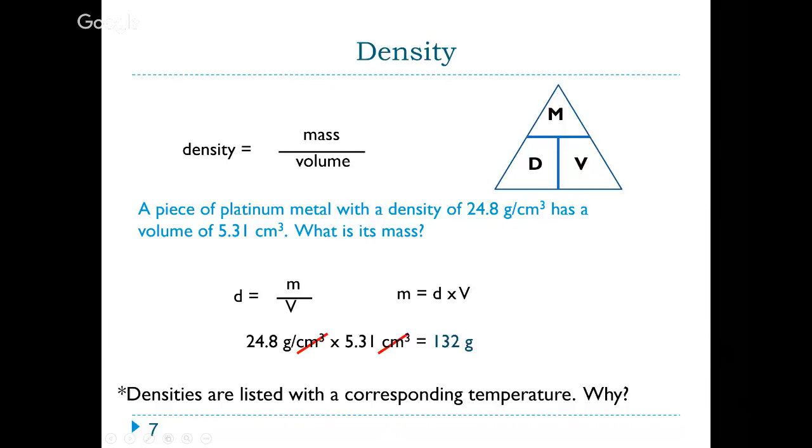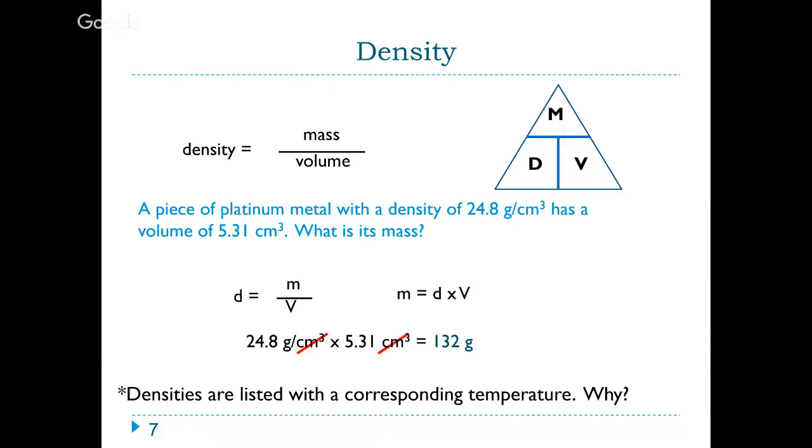And with rounding, I report to 3 significant figures because there's 1, 2, 3 here, and there's 1, 2, 3 here. And I'll talk sig fig rules here in a minute. So what is the mass of this volume of platinum? 132 grams.